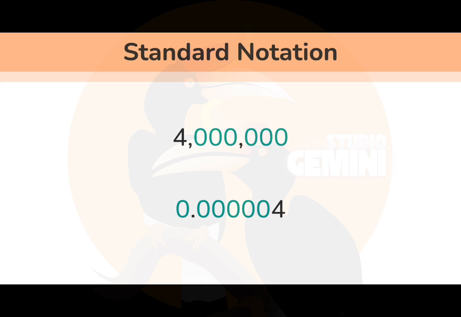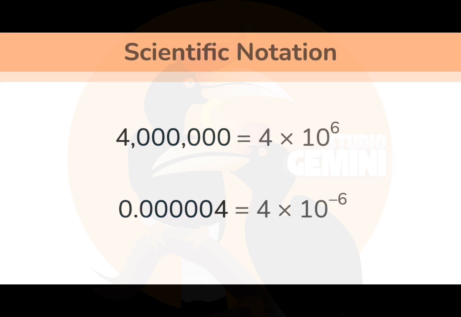We can convert these numbers to scientific notation like this, to write them without showing all the zeros. Bigger numbers will have a positive exponent, and numbers less than 1 will have a negative exponent. Let's take a closer look at how this works.